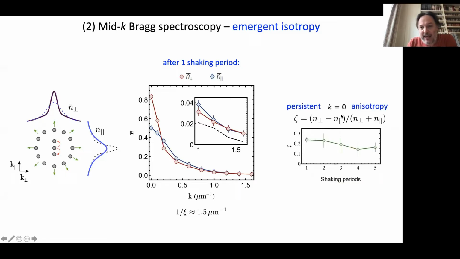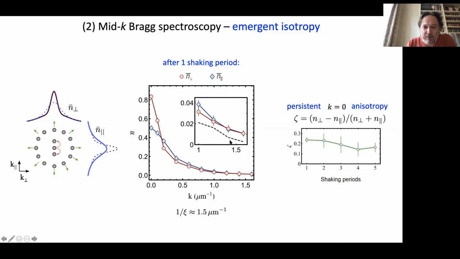Meanwhile, this is just after one shaking period, but at k equals 0, the anisotropy persists forever, at least until we're in steady state, where the anisotropy is still basically the same, or within a factor of 2, whatever, as when we start. Okay, so we have low k clear anisotropy.